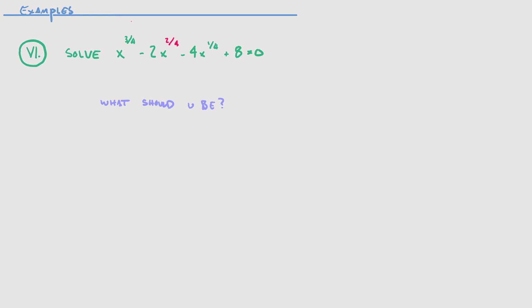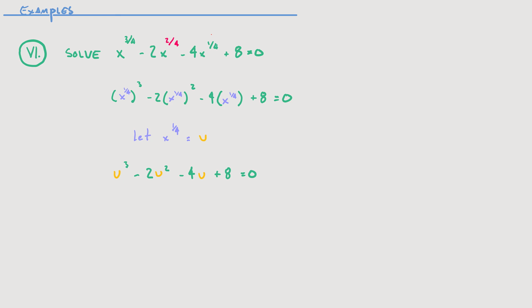And in fact, the numerator is 3, then 2, then 1. So what you could do to make it something cubed minus 2 something squared minus 4 times something plus 8 is you could just break up those fractions. Every single piece is going to be x to the 1/4. So you should make x to the 1/4 be U, right? And then you're kind of off to the races from here, right? I'm not going to finish this one, but you can.